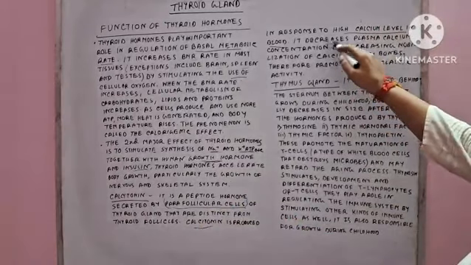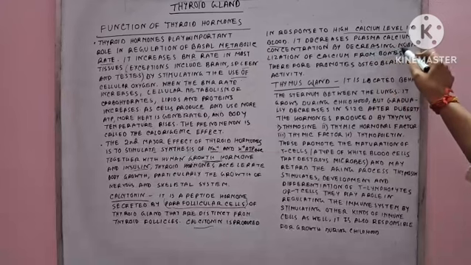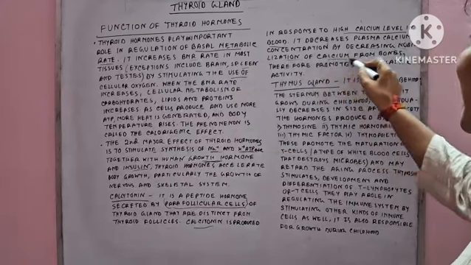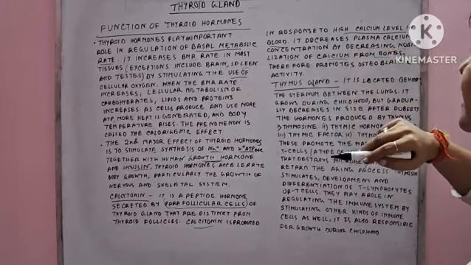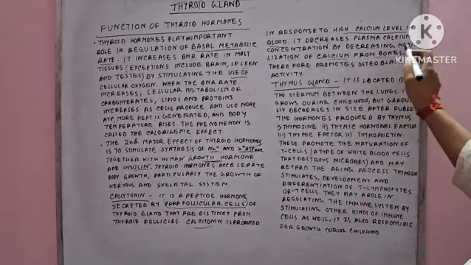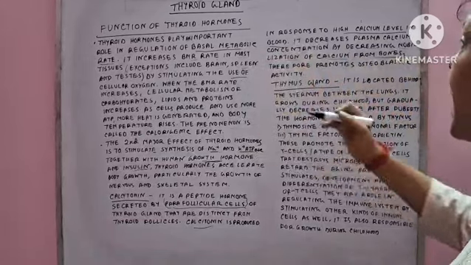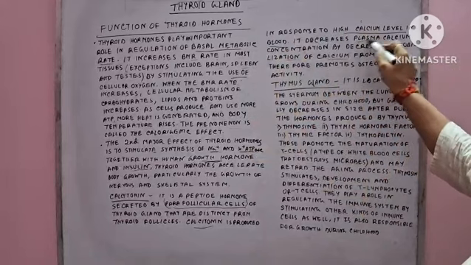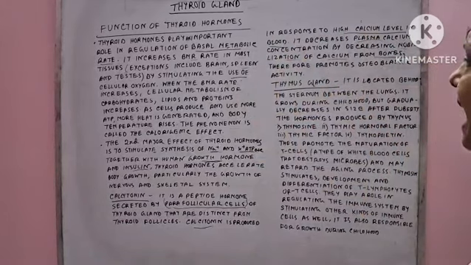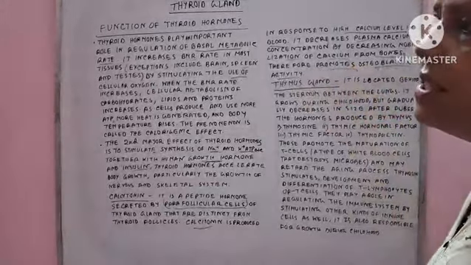And it decreases the plasma calcium concentration by decreasing the mobilization of the calcium from the bones. So what is the role of this calcitonin? It stops the mobilization of the calcium from the bones into the blood, and in that way it decreases the calcium level in the plasma. In that way it promotes the osteoblastic activity.